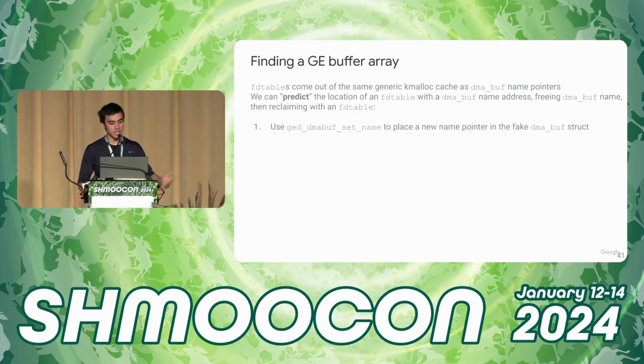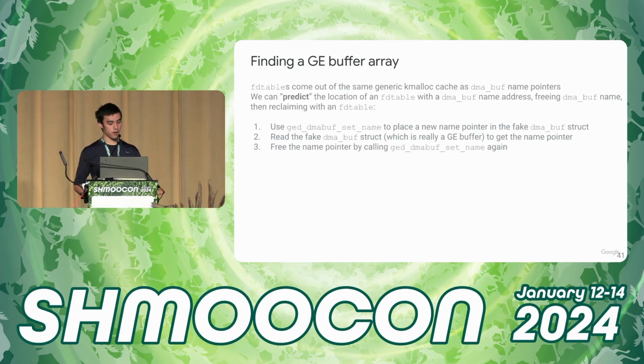I can use GED DMA buff set name to place a new pointer in the fake DMA buff struct, and then I can read that fake DMA buff struct because GE buffers are awesome. And I can use that to get the name pointer. Once I have the name pointer, I can call GED DMA buff set name again to free the name pointer, and then I can reclaim the name pointer as an FD table with references to a GE FD with an array of GE buffers. So the FD table that I'm hoping to reclaim it with will have a GE FD in it, and that will have an array of GE buffers in it, and then I will be in business.